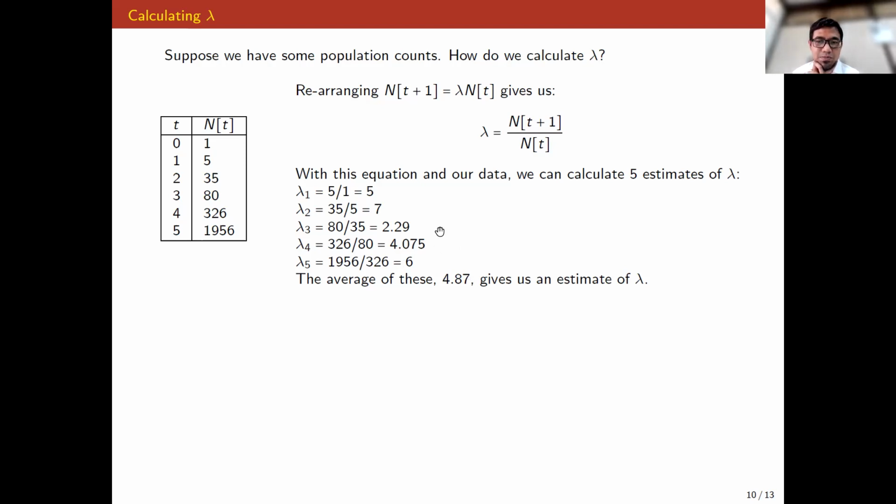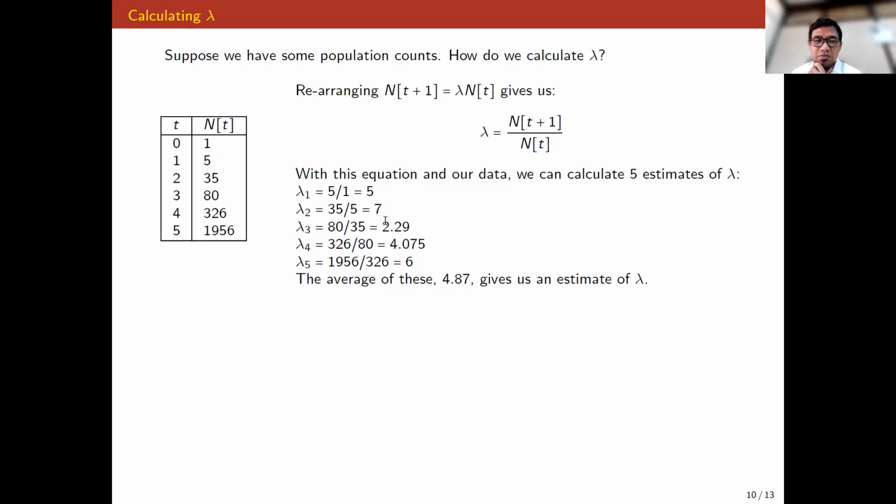Okay, so we have some collections of the values of lambda. Now we just simply take the average. What is the average of this? We will have 4.87.